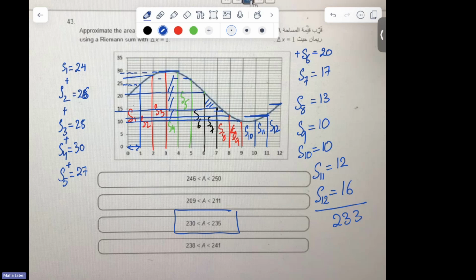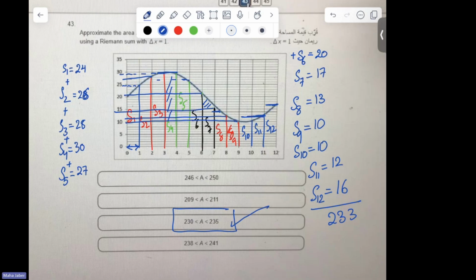This is how you solve it. You approximate. You divide the shape into rectangles. The area of each rectangle is length times width. And you approximate. Maybe I get 233, some of you will receive 236, some of you will receive 231. So you will go to the most logical one, which I believe is choice number C.